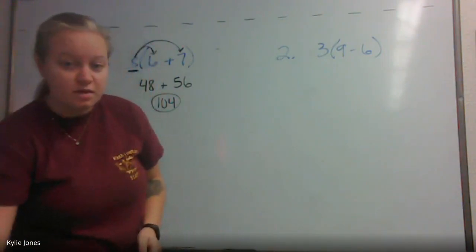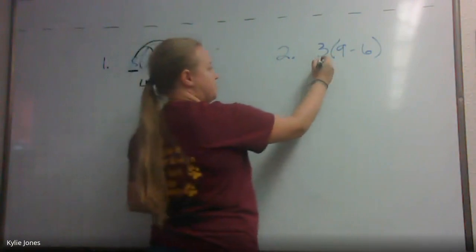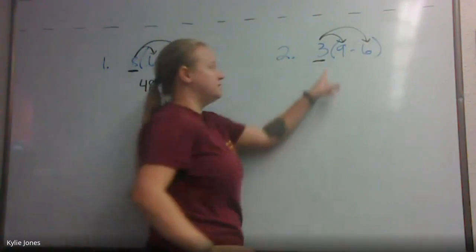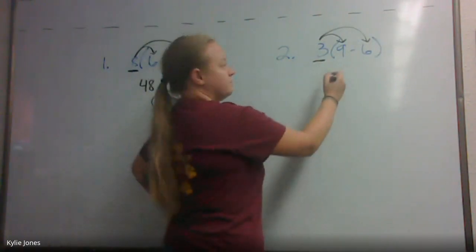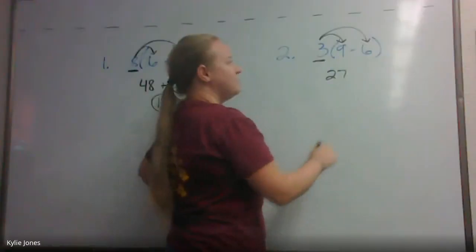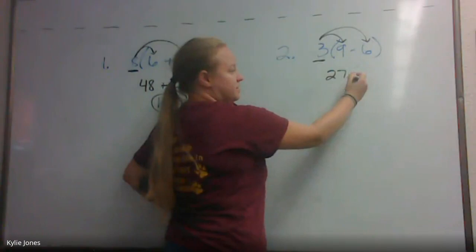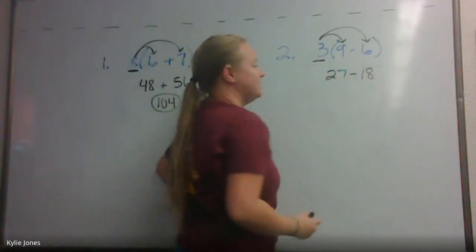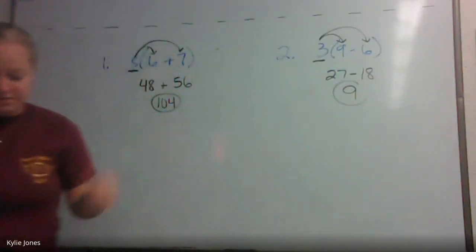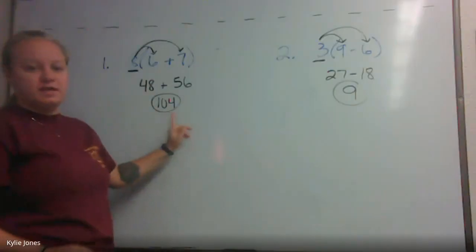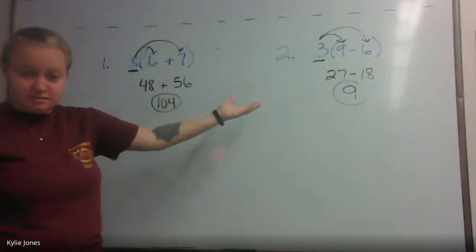Number 2, we're taking the 3 on the outside, multiplying it by the 9 and the 6. So what is 3 times 9? 27. The subtraction gets brought right down. What's 3 times 6? 18. What's 27 minus 18? 9. 9 is your answer. How'd you do on that one? Pretty good. Okay, so on your test today, you'll have a couple problems that are like this, just so you know.